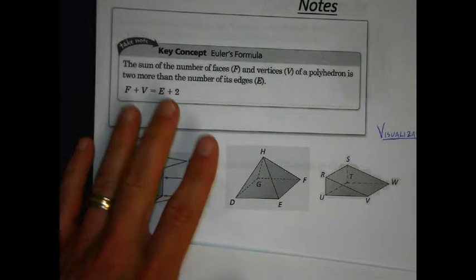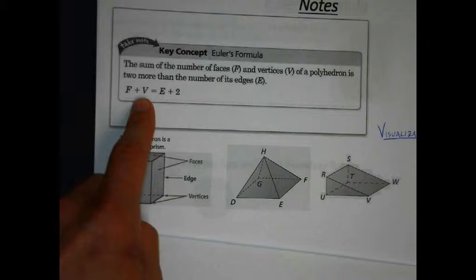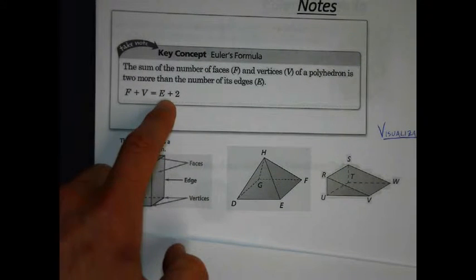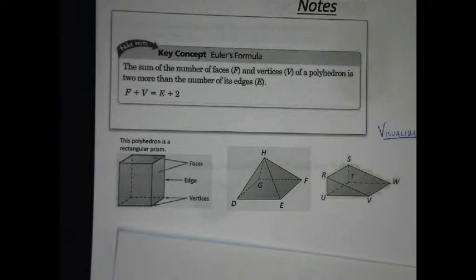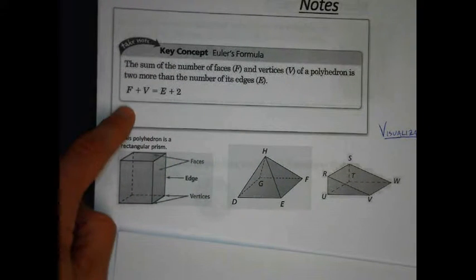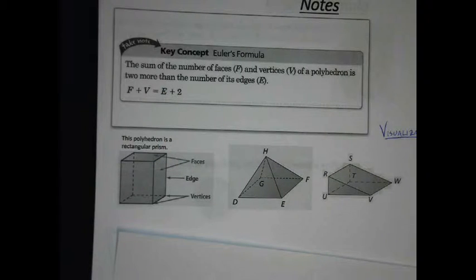And this is what he had discovered: the number of faces and the number of vertices is always going to be equal to the number of edges plus 2. That's Euler's formula. The number of faces plus the number of vertices is equal to the number of edges plus 2. So that's Euler's formula.